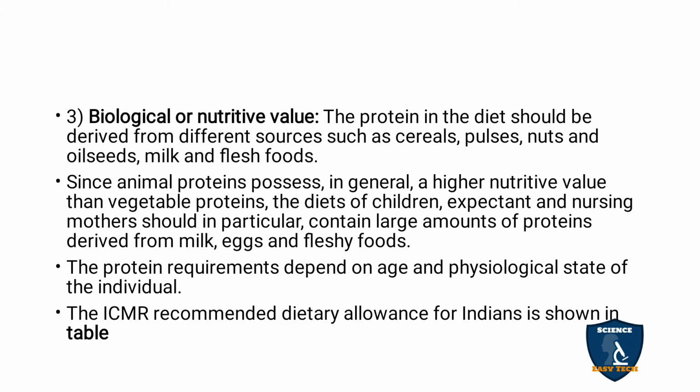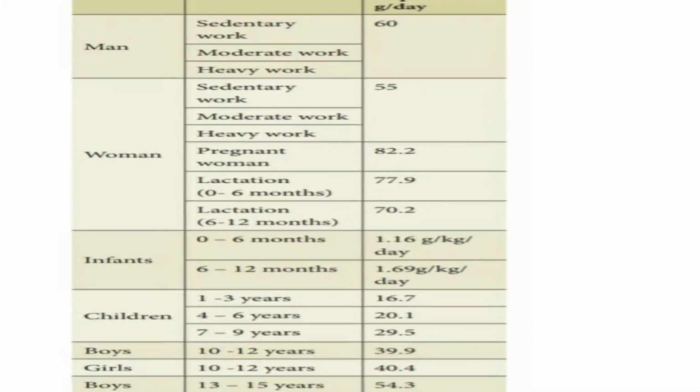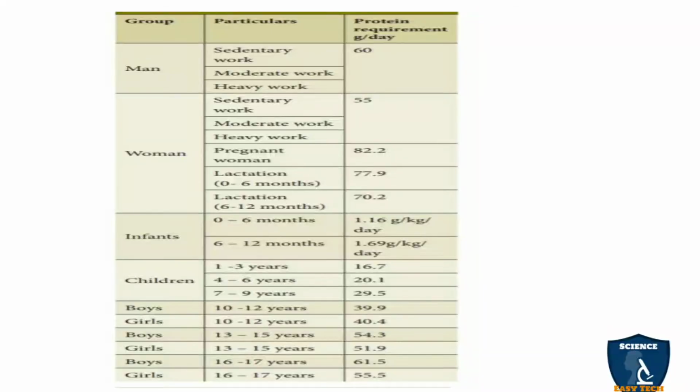So the protein requirement depends on age and physiological state of the individual. The Indian Council of Medical Research, that is ICMR, has recommended various dietary allowances based on the different age groups. So let's see what it is. The particulars of the requirement of proteins.